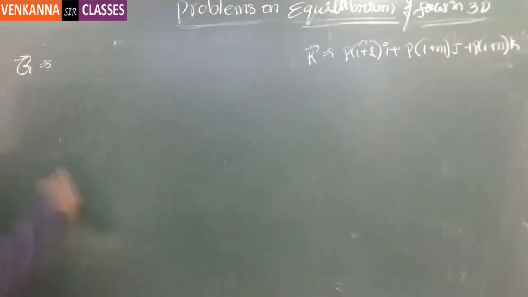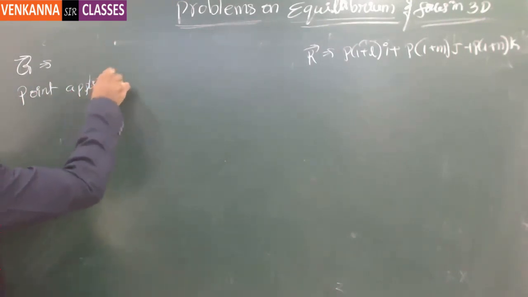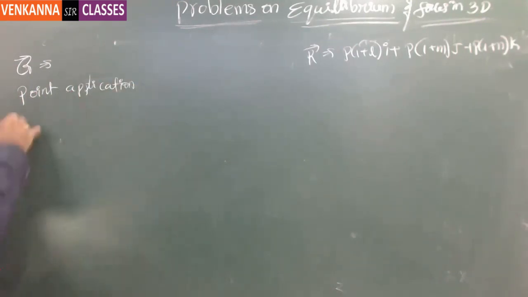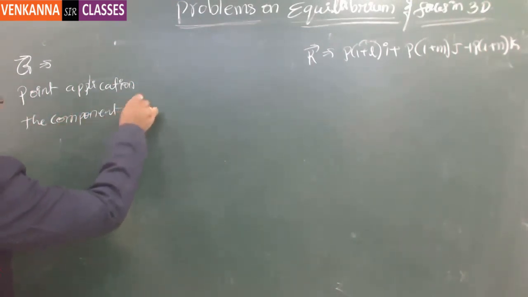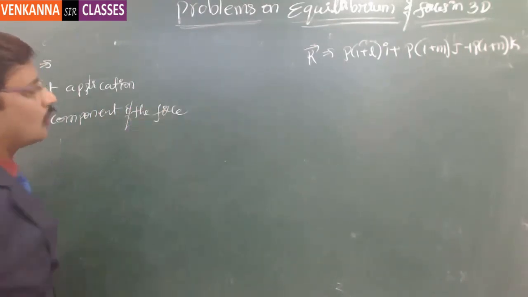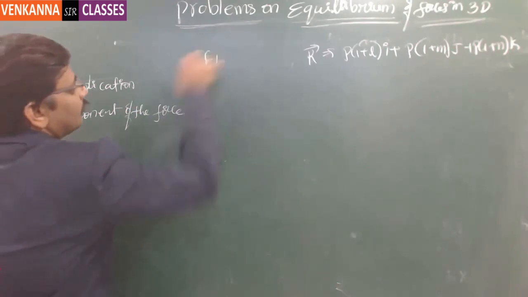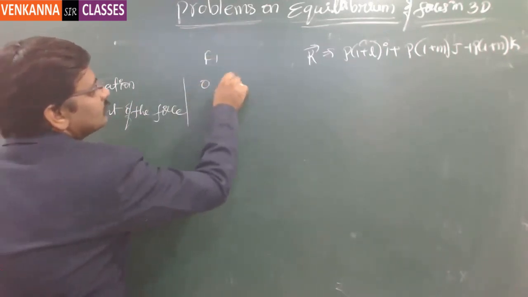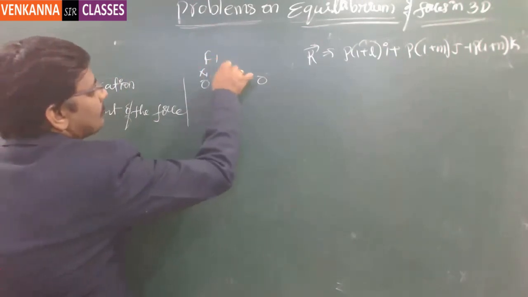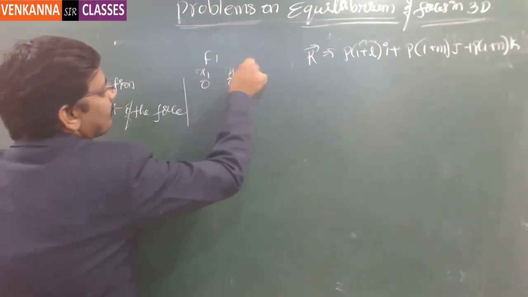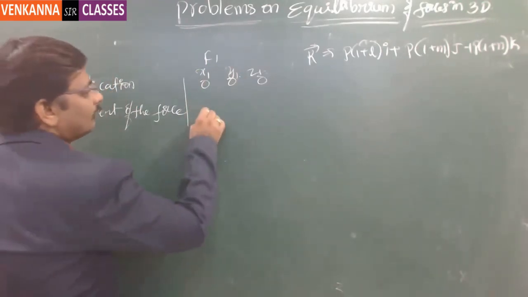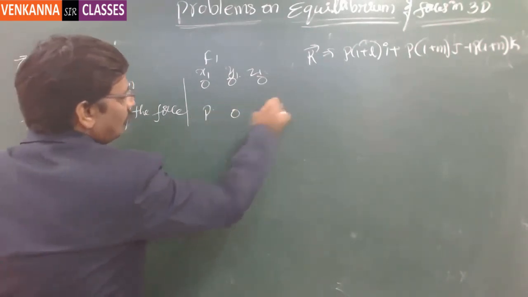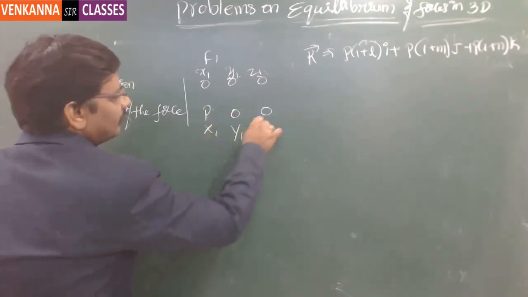That methodology is: in the first line, the point of application of the force, and in the second line, the component of the force. We have to write these things for each force. Now if I take F1, the point of application of the force is 0, 0, 0. This is X1, Y1 and Z1. So these are the point of application of the force. And the components of the force are P, 0, 0, which is nothing but capital X1, capital Y1 and capital Z1.